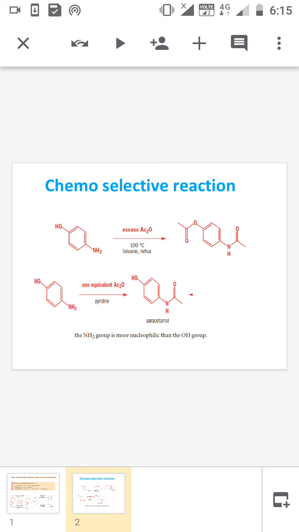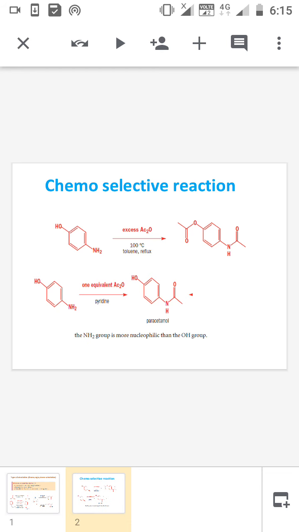We have already discussed the protective group. If we want to carry out the reaction on the hydroxyl group, we have to protect the NH2. Then we do the experiment on the OH group. After the completion of the reaction, we have to deprotect the NH2 group. That is the role of the protective group.